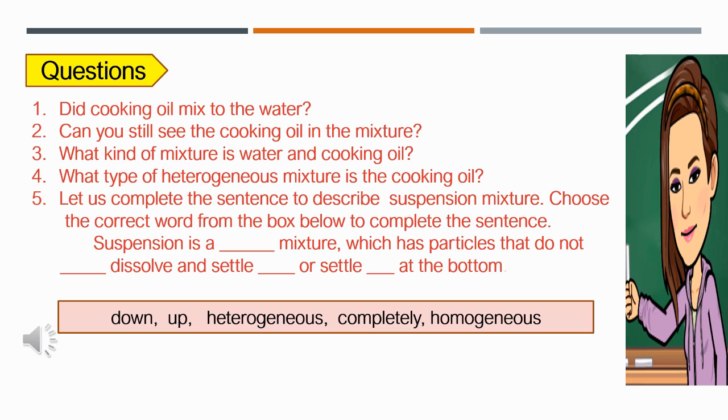Number 5. Let us complete the sentence to describe suspension mixture. Choose the correct word from the box below to complete the sentence. So, here is the sentence. Suspension is a blank mixture which has particles that do not blank, dissolve, and settle blank or settle blank at the bottom. Go!